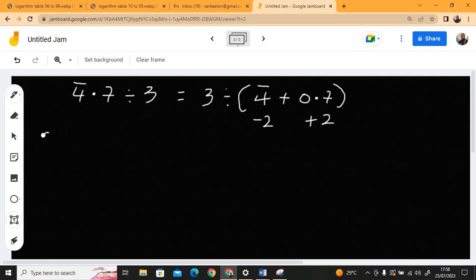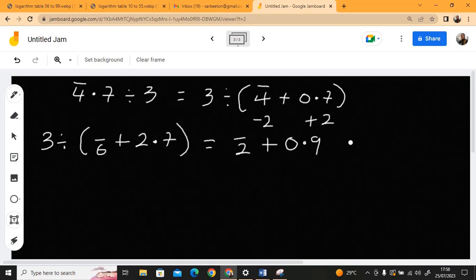So what I will get now, I will have 3 divided by, so minus 4 minus 2, I will get bar 6 plus, now 2 plus 0.7, I should get 2.7, then close bracket. So now you can divide. 3 divided by bar 6, that should give us what? Bar 2, right? Plus 3 divided by 2.7, I think that should give us 0.9, if I'm not mistaken. So when you add them up together, you get bar 2.9. So this is your final answer.